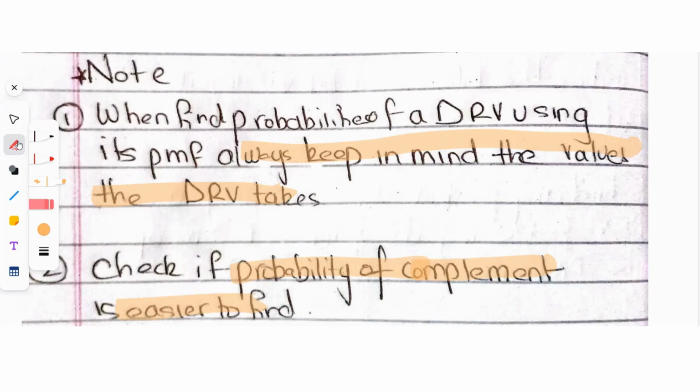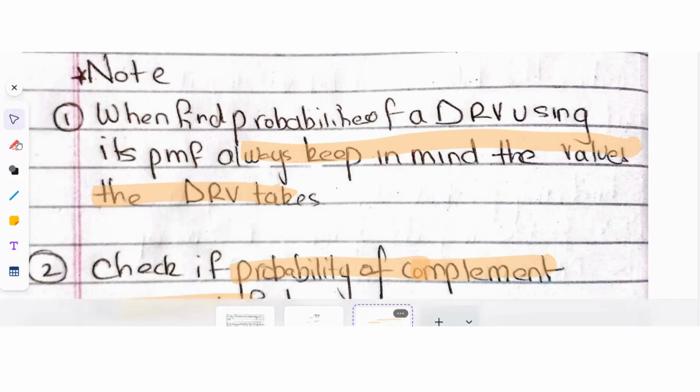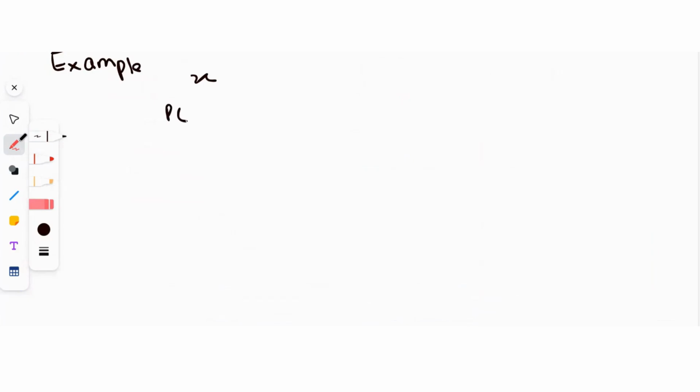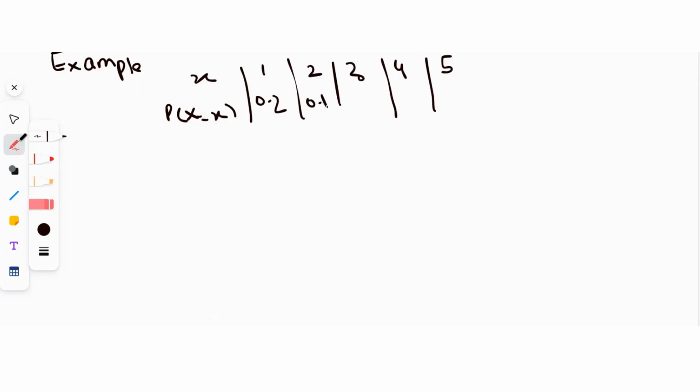Let's look at an example related to this now. So we have x and here we have the probability of x. These are the probabilities with which x takes each of these values. Here x takes values 1, 2, 3, 4, and 5. It takes value 1 with probability 0.2, value 2 with probability 0.1, value 3 with probability 0.2, value 4 with probability 0.1.